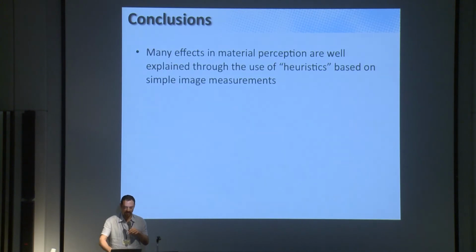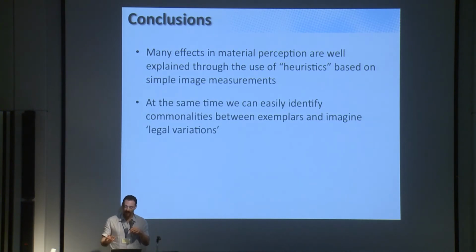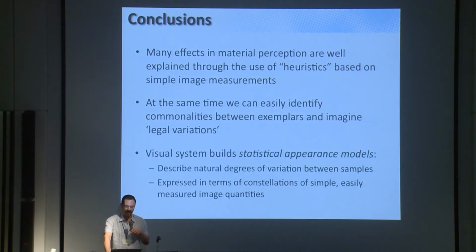Okay, so here are some conclusions. Many effects in material perception are well explained through the use of heuristics based on simple image measurements. At the same time, we have this fascinating ability to identify very easily and quickly commonalities between exemplars and imagine what legal variants of those objects might look like.